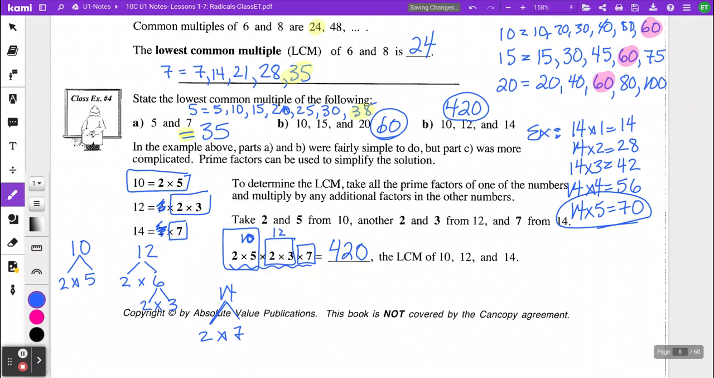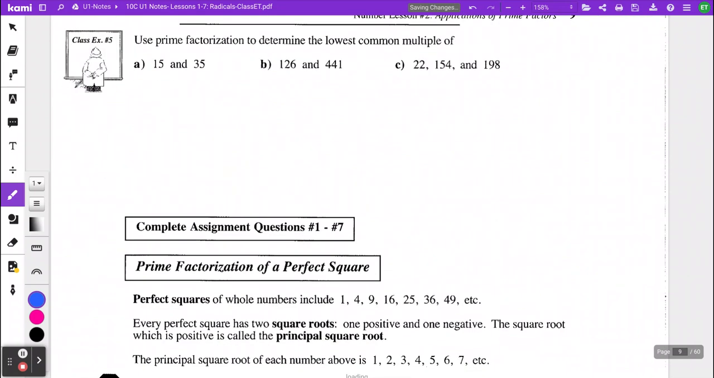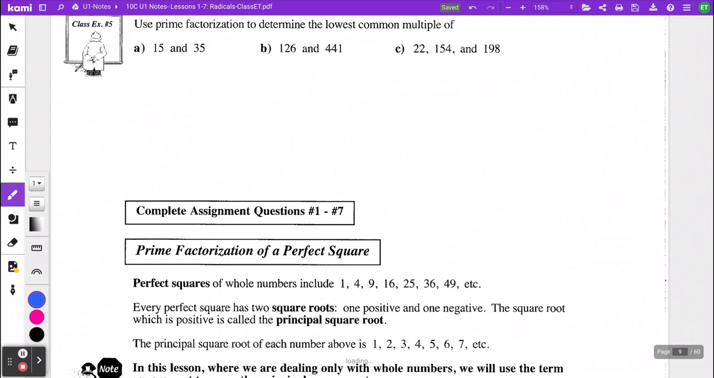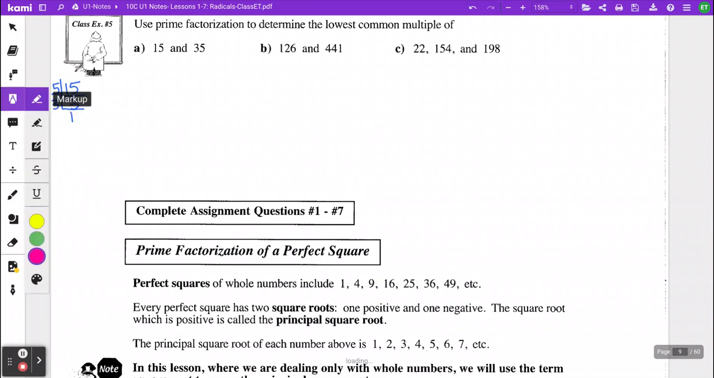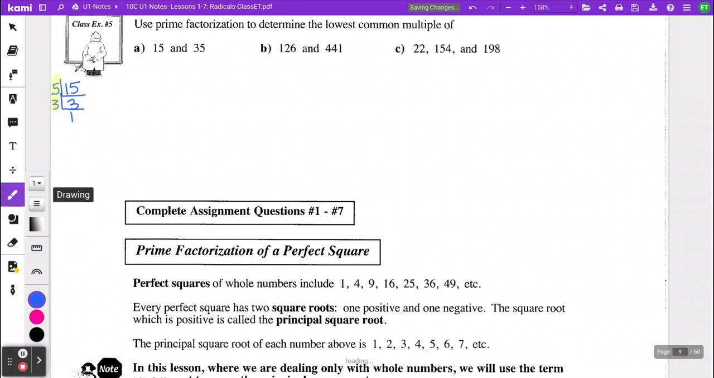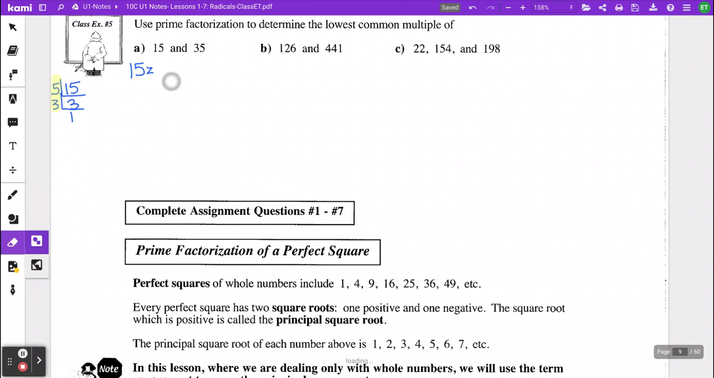Okay, turn your page. We'll do some more examples and see how this works actually. So now we're going to prime factorize 15 and 35. And I'm going to do it using the factor chart. So I'm going to use 15, ends in a 5, divides by 5, gives me a 3. 3 divides by 3 to give me a 1. My prime factors are 5 and 3. So I would say 15 equals, well, start with the smaller number, pardon me, 3 times 5.